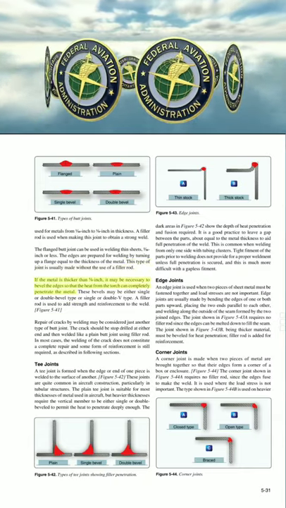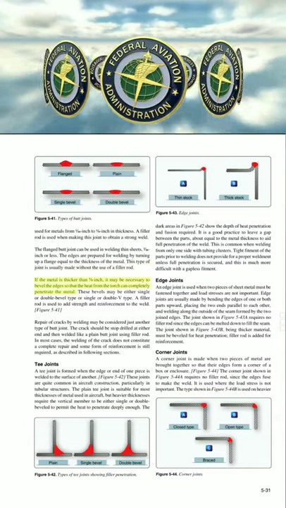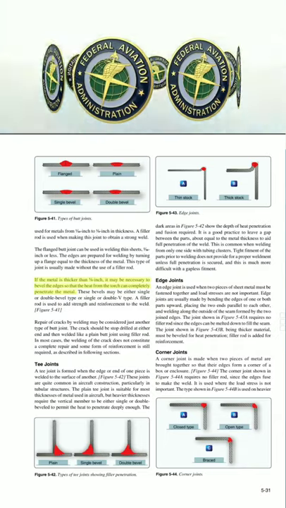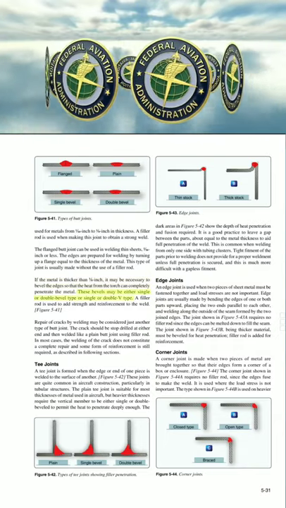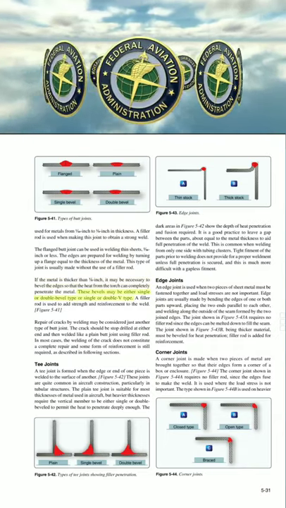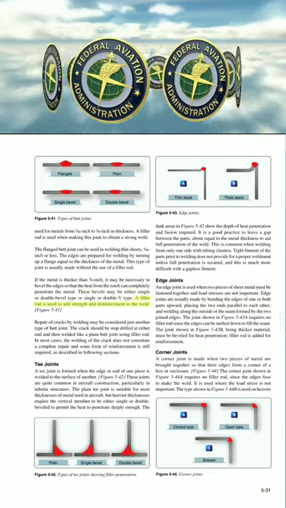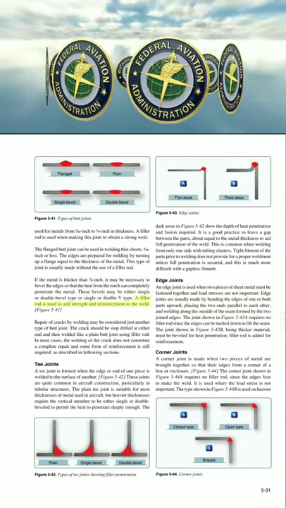If the metal is thicker than 1/8 inch, it may be necessary to bevel the edges so that the heat from the torch can completely penetrate the metal. These bevels may be either single or double bevel type or single or double V type. A filler rod is used to add strength and reinforcement to the weld.